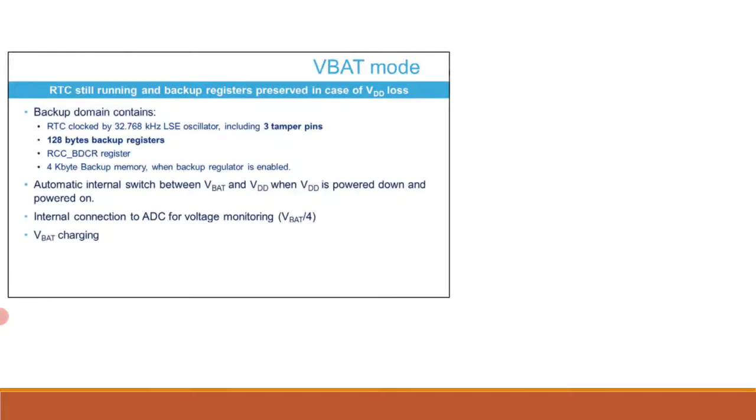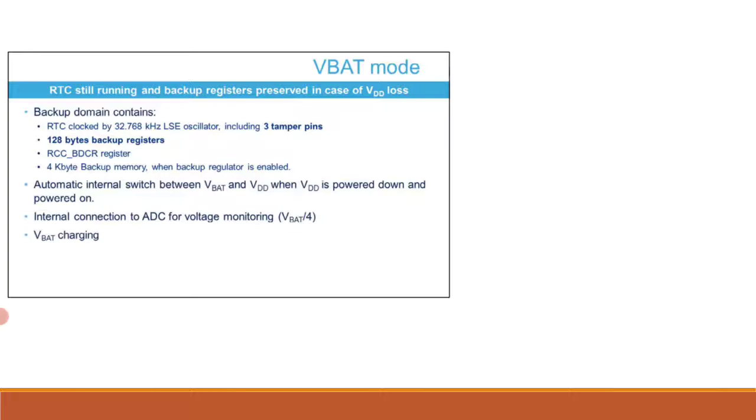The backup domain allows us to keep the RTC functional and to preserve the backup registers in case the VDD supply is down, thanks to a backup battery connected to the VBAT pin. The backup domain contains the RTC clocked by the low speed external oscillator at 32.768 kHz. 3 tamper pins are functional in VBAT mode and will erase the 128 byte backup registers also included in the VBAT domain in case of intrusion detection.